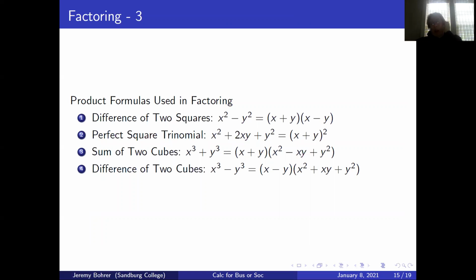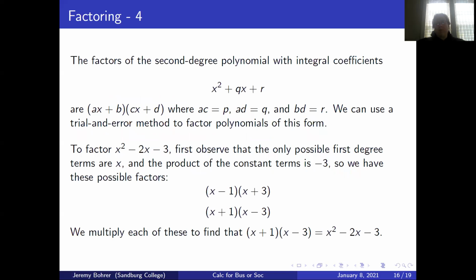Product formulas used in factoring include the difference of two squares: x squared minus y squared equals (x plus y) times (x minus y). The perfect square trinomial: x squared plus 2xy plus y squared equals (x plus y) squared. The sum of two cubes: x cubed plus y cubed equals (x plus y) times (x squared minus xy plus y squared). And the difference of two cubes: x cubed minus y cubed equals (x minus y) times (x squared plus xy plus y squared).